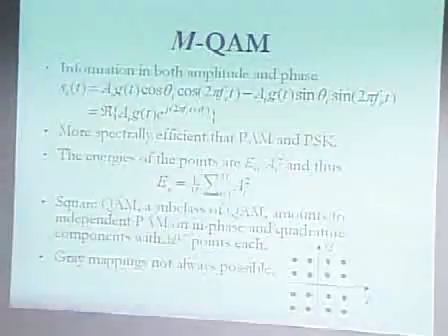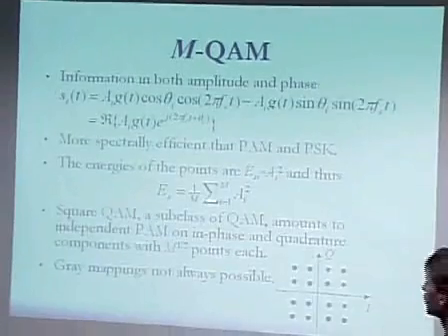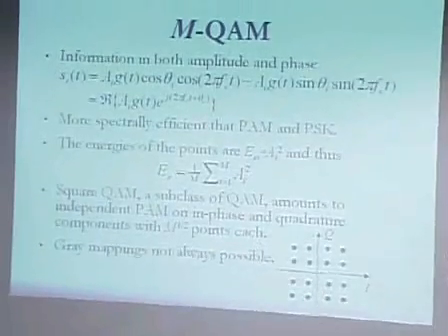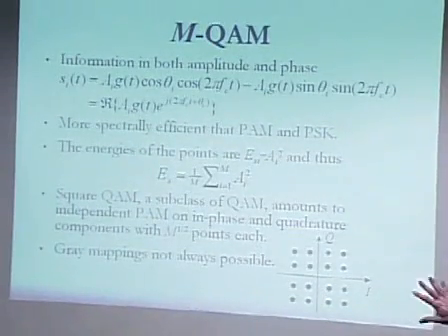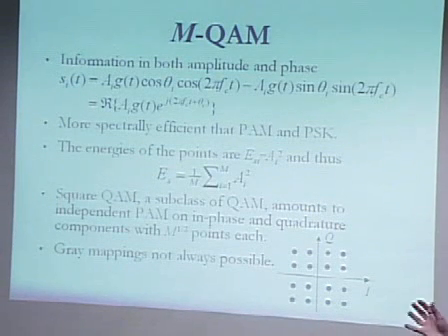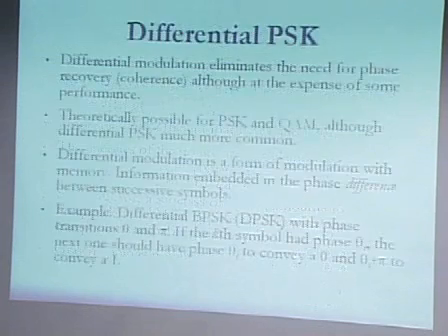And an inconvenience is that gray mapping is not always possible. Okay? But you can get pretty close. You can always try to map so that you make the smallest amount of errors when you go from one neighbor to the next neighbor.